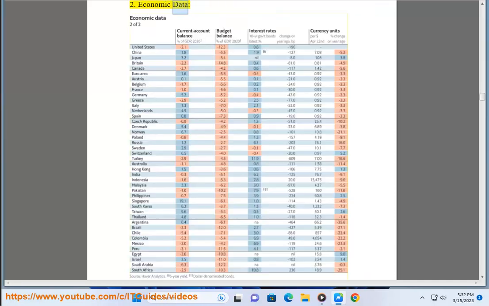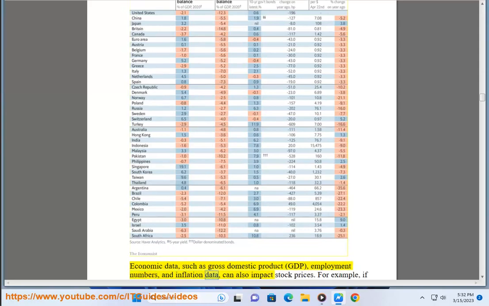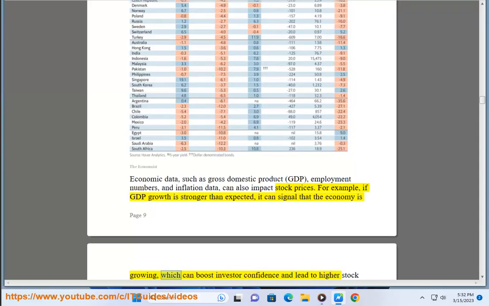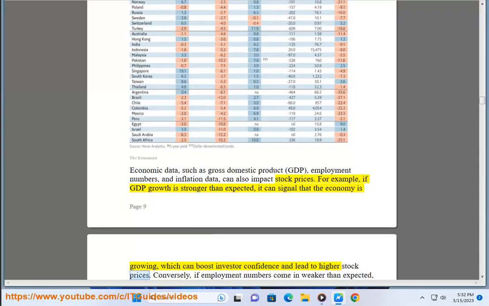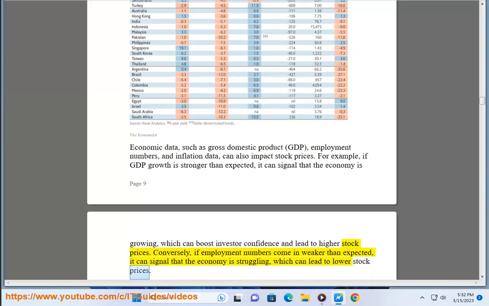2. Economic data. Economic data, such as gross domestic product, GDP, employment numbers, and inflation data, can also impact stock prices. For example, if GDP growth is stronger than expected, it can signal that the economy is growing, which can boost investor confidence and lead to higher stock prices. Conversely, if employment numbers come in weaker than expected, it can signal that the economy is struggling, which can lead to lower stock prices.